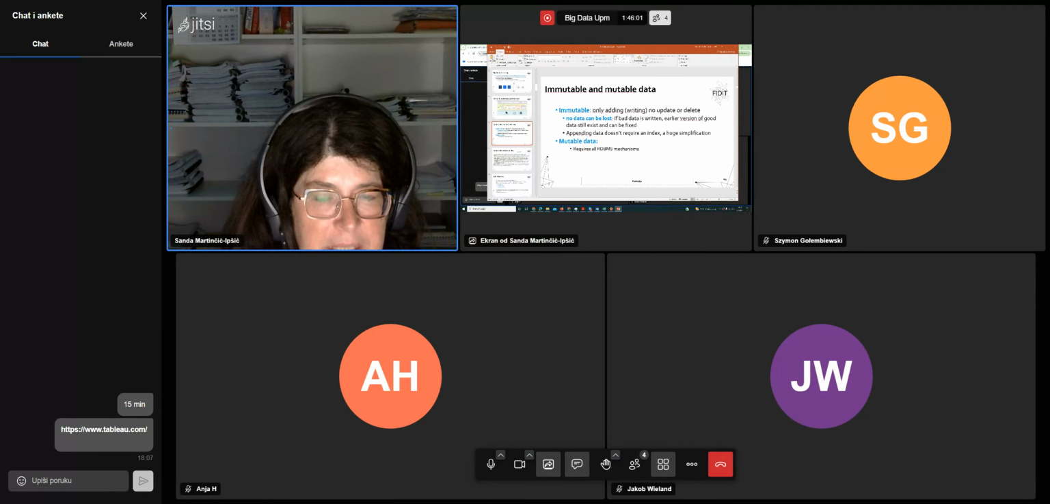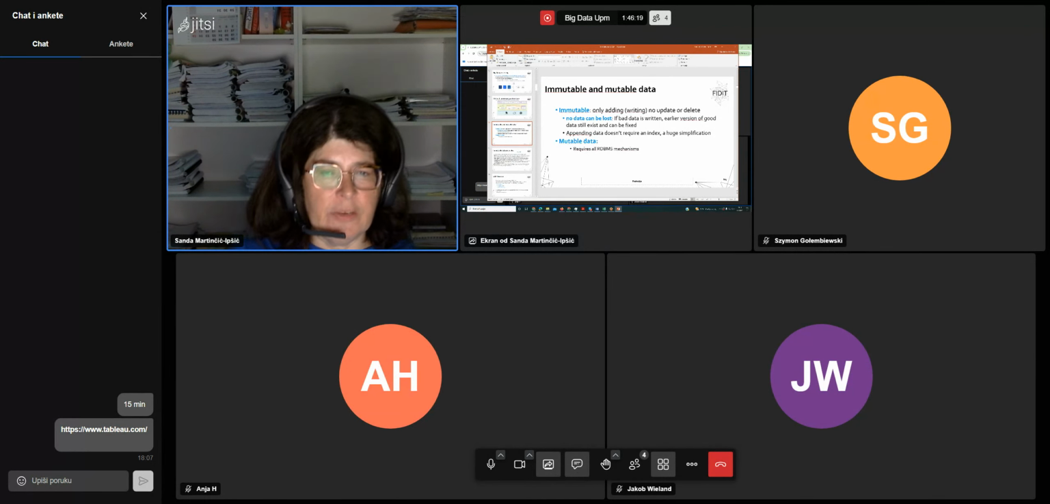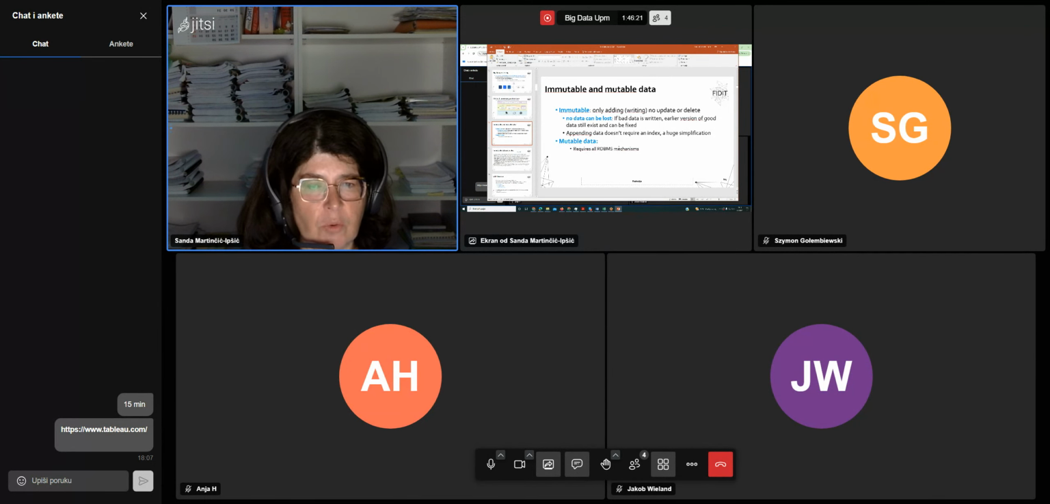And this means that the data is immutable. This means that we don't need to update or delete the content of this data. We are just adding new ones as they arrive, which is completely different from what we are doing with relational databases. With relational databases, we are dealing with mutable data.